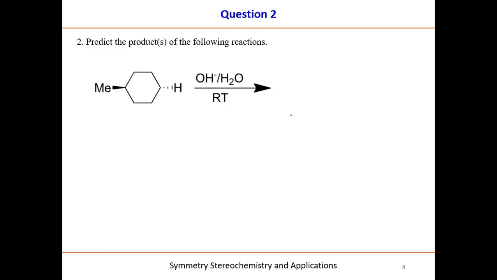So here two conditions are given. We will discuss each one by writing the intermediate as well as the product. Each and every one we will discuss here. So first we will discuss OH minus, that is a strong nucleophile. In the presence of OH minus, or a strong nucleophile, what will happen? As I told you, it will follow the SN2 pathway.